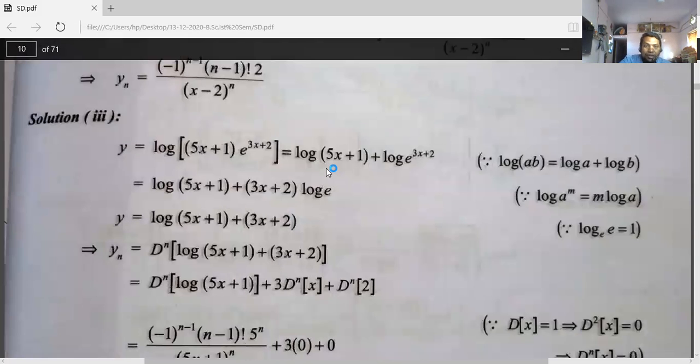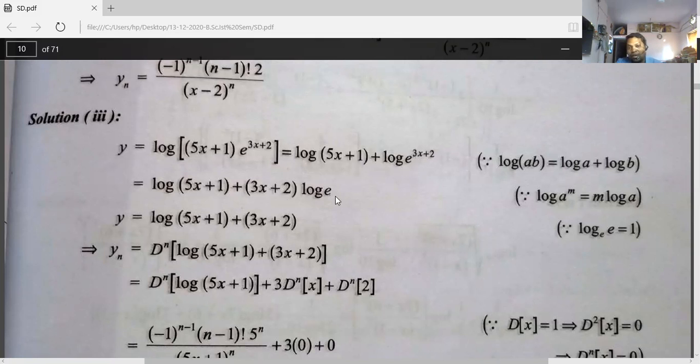Now the third one, okay, log of 5x plus 1 into e to the power 3x plus 2. Again here you see log ab you can write as log a plus log b. Here if you take this as a and this as b, then you can write log a plus log b. And already you know the first one you write as it is, the second one log a to the power m you can write as m log a, that's why you're writing here 3x plus 2 log e.